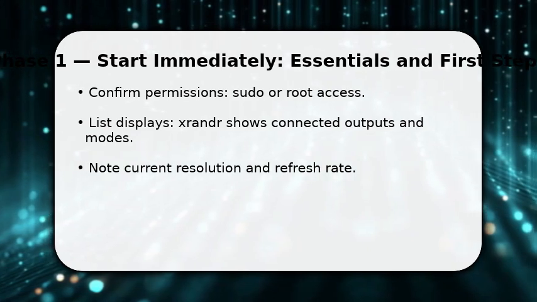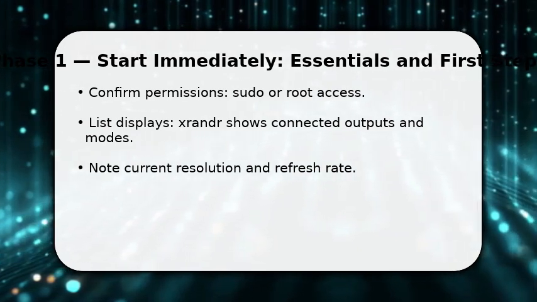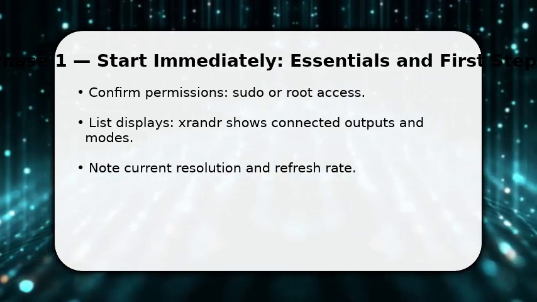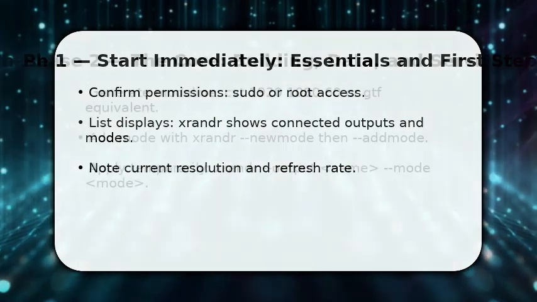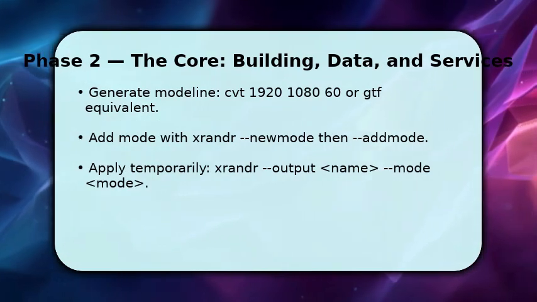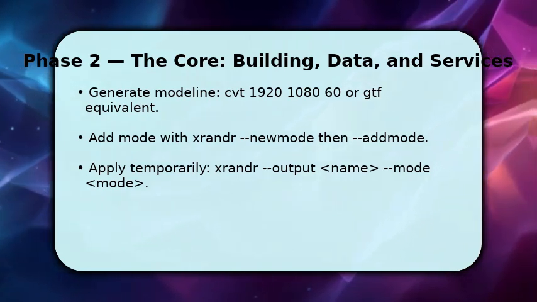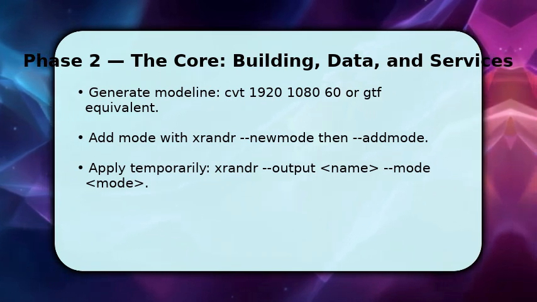Now, if the desired resolution is missing, prepare to create a mode using CVT or GTF. This gives you the modeline values you will add. Once you have the modeline from CVT, copy the quoted modeline parameters and run xrandr --newmode with those values. This defines the custom mode.